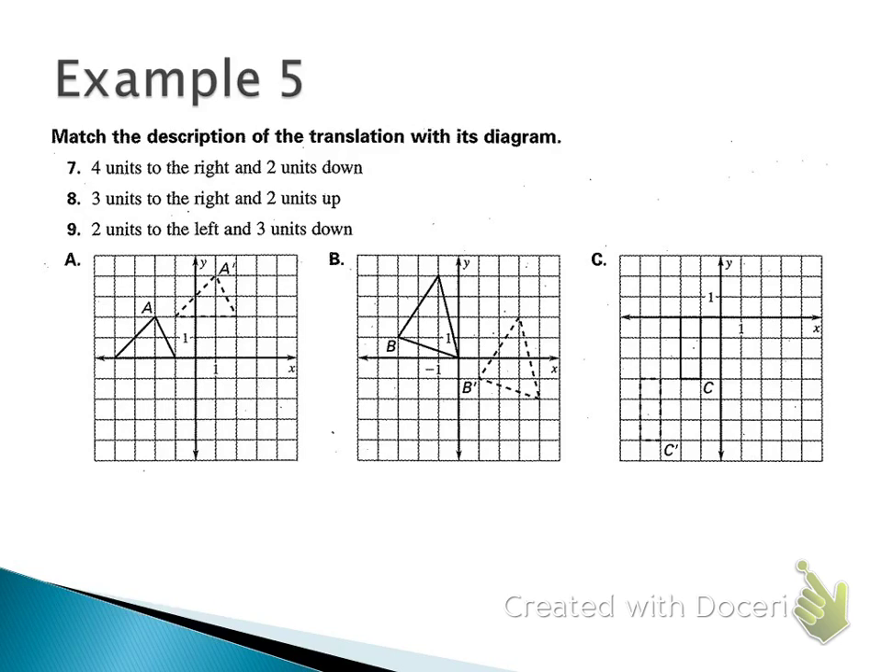On 7, we think it could be B. So we can check it. If we start at B and go to B prime, if we move 4 units to the right and then 2 units down, did we end up at B prime? Yes. So for that top one, it would match up with letter B.